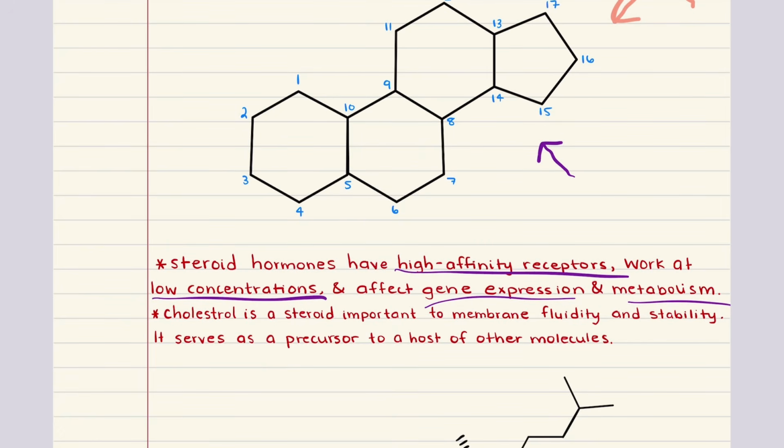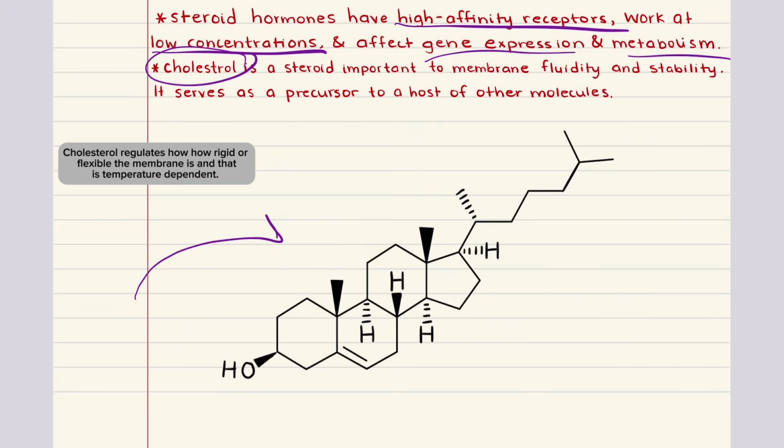the nucleus. Then, in addition to hormone signaling, steroids have structural roles too, especially cholesterol. Cholesterol is a steroid that is critical for membrane fluidity and stability. It inserts between phospholipids in the membrane where it can help regulate how rigid or flexible the membrane is. Cholesterol also serves as a precursor for many other important molecules, things like steroid hormones, vitamin D, and bile acids.